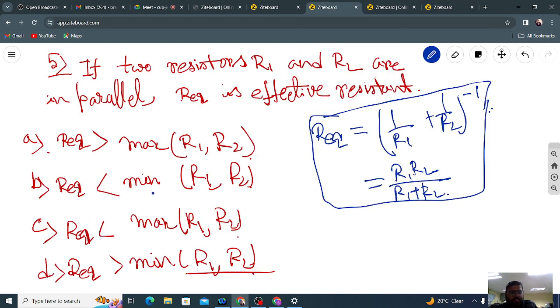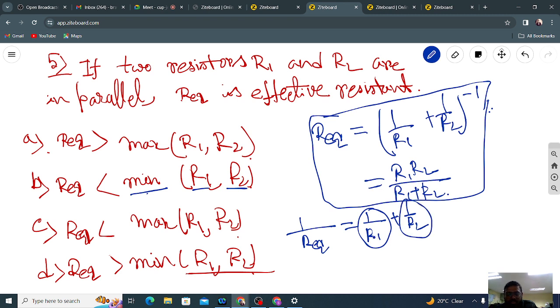So the correct option is less than the minimum of R1 and R2. The reason is that the R equivalent we are taking is 1 by R1 plus 1 by R2, inverted. So the total value will always come lesser than these values because of this inverse relationship. So equivalent resistance will always be lower than the individual resistances.